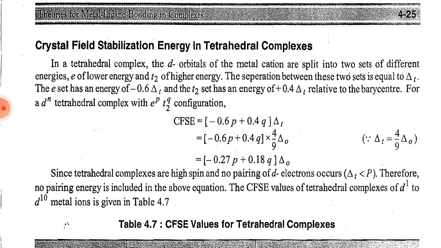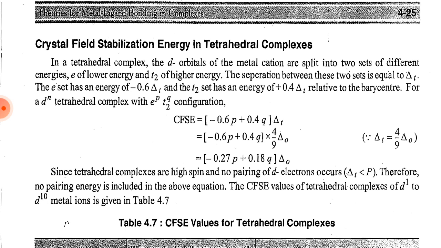Crystal field stabilization energy in tetrahedral complex. In tetrahedral complex, the d orbitals of the metal cation are split into two sets of different energy, E of lower energy and T2 of higher energy. The separation between these two sets is equal to delta T. The E set has an energy of minus 0.6 delta T and T2 set has an energy of plus 0.4 delta T relative to the barycenter. For a dn tetrahedral complex with e^p t2^q configuration, in CFSE, minus 0.6 p plus 0.4 q delta T will be there. So minus 0.6 p plus 0.4 q is multiplied by 4/9 delta 0.